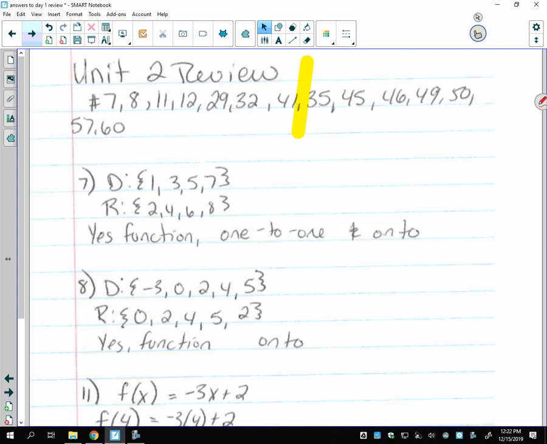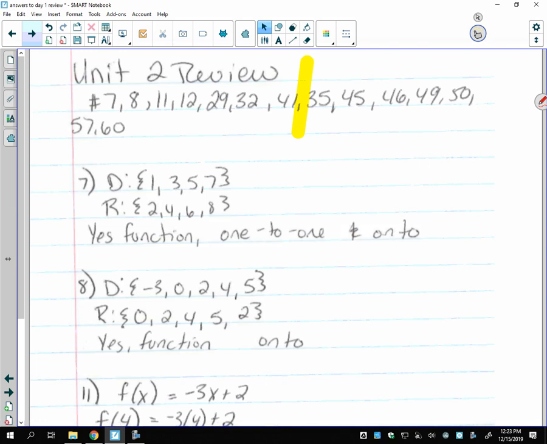Is it one-to-one? Remember, we talked about every function that we deal with is onto, so you kind of don't have to stress about that much. But remember that if it's a function, all the x's have to be different. If it's a one-to-one function, all the x's have to be different and all the y's have to be different. So number 7 is a function. It is both one-to-one and onto.